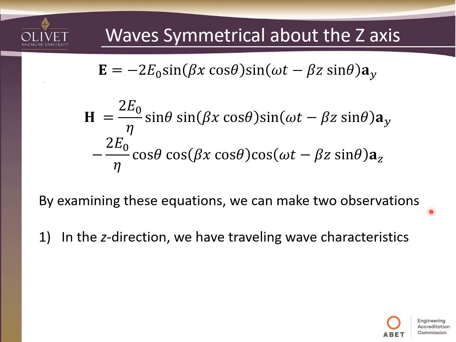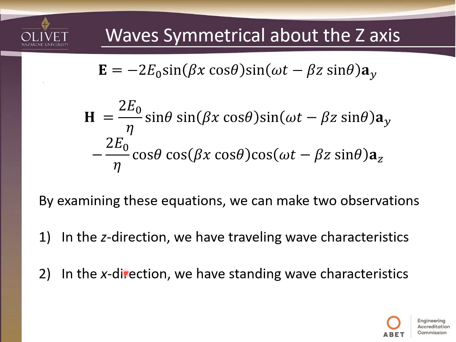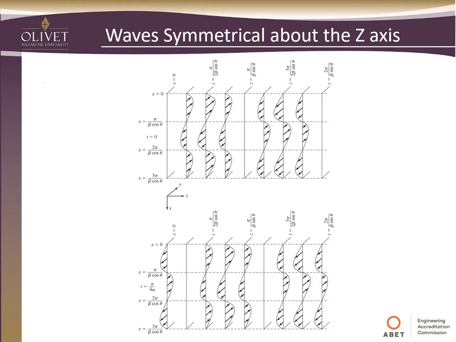The first is that in the Z direction, we have traveling wave characteristics. Okay, so that's this guy here. We notice in the X direction, we're going to have standing wave characteristics. That is, the wave doesn't seem to be alternating. So if we're going in the Z direction, of course, it's propagating down, but in the X direction, it's just going to be a standing wave. So what does that look like? Well, it looks like this.